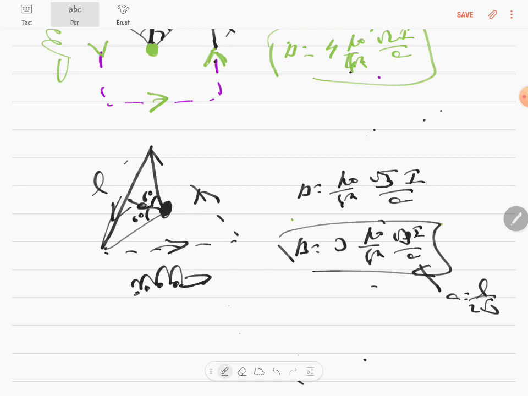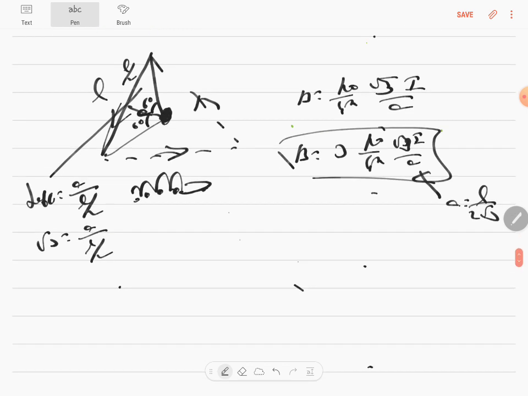Because you take this triangle, this side is L by 2. You take this triangle and you want to find the adjacent side. Tan 60 is equal to adjacent by L by 2, where A is the adjacent side, right? So then root 3 is equal to A by L by 2. Cross multiply. Tan 60 is root 3. So root 3 into L by 2 is equal to A. So thus A is root 3 L by 2.